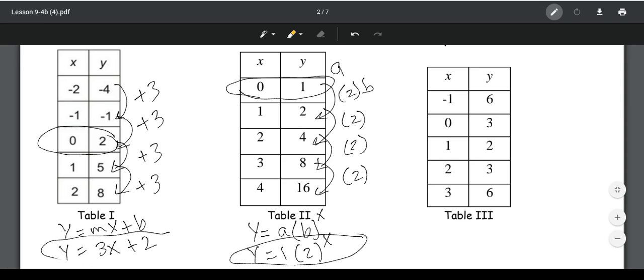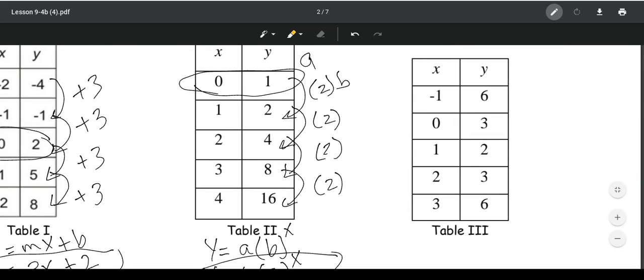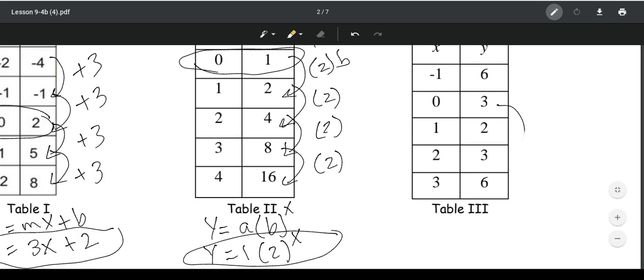Now looking at the third table, we can see that we have a rainbow of values. So I have 3 and 3, 6 and 6, and I have 1, 2 in the middle. 1, 2 is the vertex. That means I have a quadratic function.